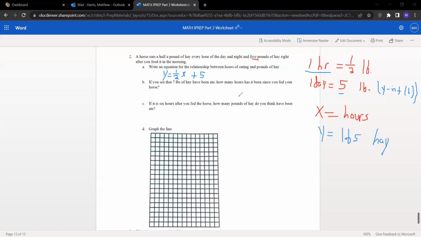If you see that 7 pounds of hay have been eaten, how many hours has it been since you fed your horse? So 7 pounds of hay. Remember, y is our pounds, so just plug it in. 7 is equal to 1/2 of x plus 5. And then we just solve. So minus 5, minus 5. We have 2 is equal to 1/2 of x, divided by 1/2. X is equal to 4 hours.